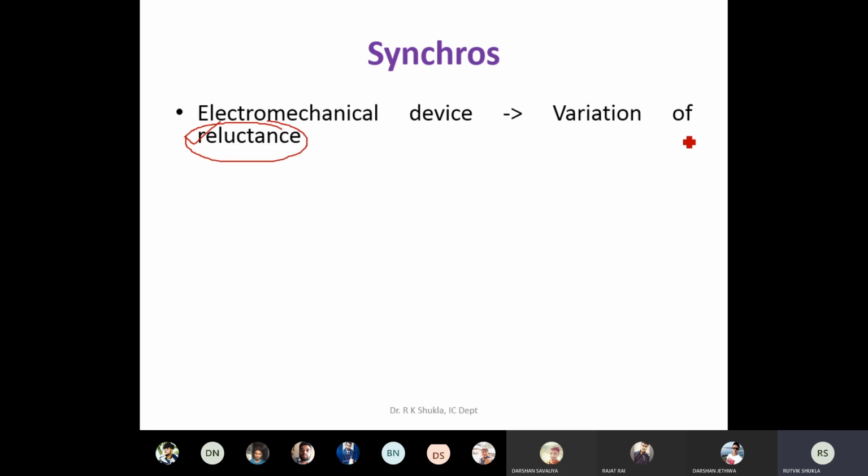Electromechanical device which works on the principle of variation of reluctance. Whenever the reluctance is high, just like if the resistance is more, it opposes the flow of current. Likewise, if the reluctance is more, then it opposes the connection between the two sides. On one side you have a primary, on the other side a secondary. Whenever the reluctance between the two sides is less, the magnetic circuit is almost closed, and whenever the reluctance is maximum, the magnetic circuit seems to be open.